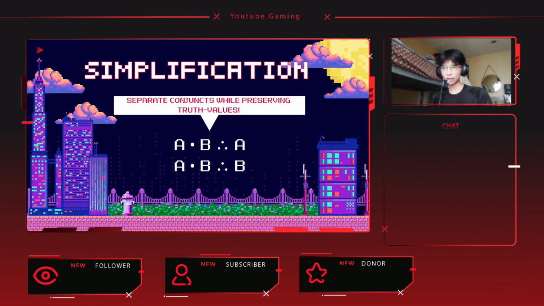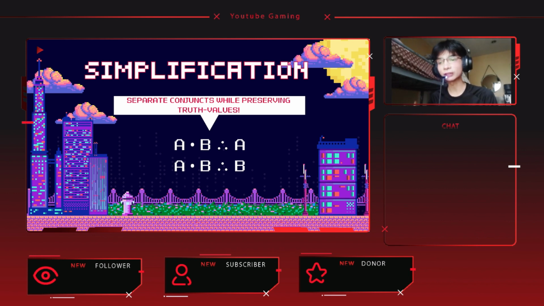Next up is simplification. Simplification allows us to separate conjuncts while preserving their truth values. Let's take A and B for example. A and B can be deduced to either A or B as true. It is represented by A and B, therefore A, or A and B, therefore B.